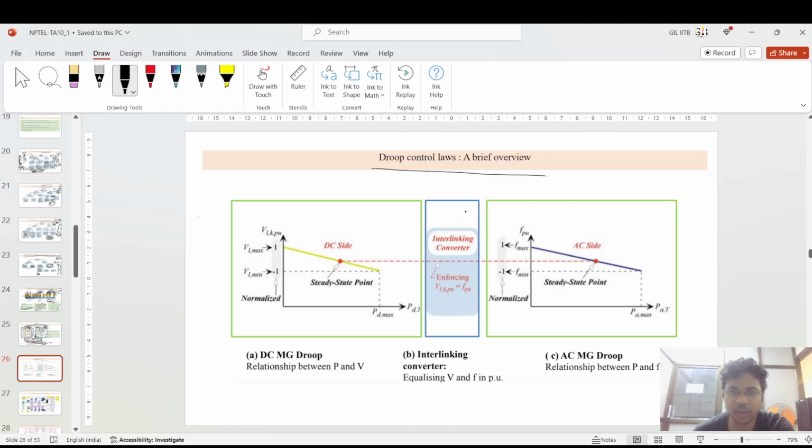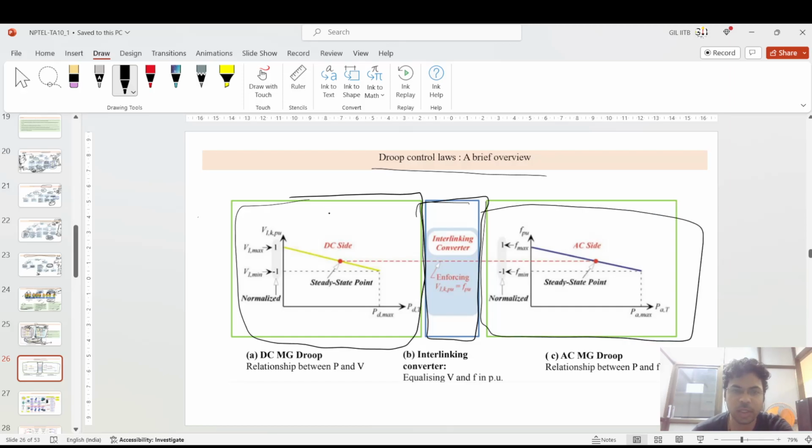Okay, and the second point is the droop control laws. If you see, this is the interlinking converter, and this is the DC microgrid droop, and on the right side this is the AC microgrid droop. What I have told you is that the DC microgrid basically manages the voltage, and the AC microgrid generally manages the frequency. So based upon the frequency operation, this power at a steady state point can be reduced or increased based upon the frequency change which is happening in the system.